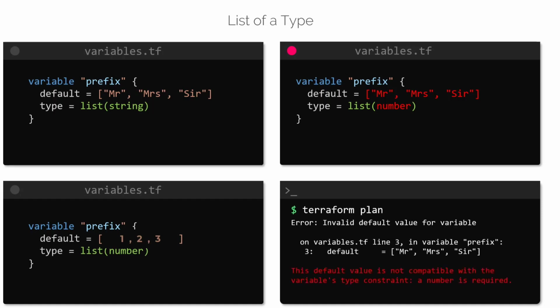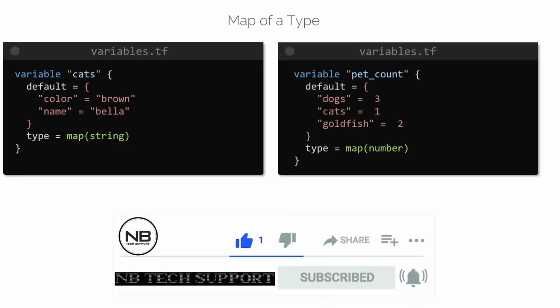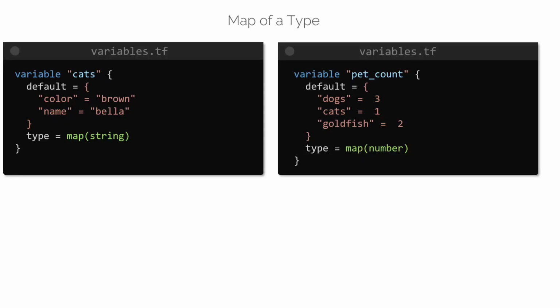Now, when we run Terraform commands such as a plan or an apply, you will see an error like this that states that the default value is not compatible with the variable type constraint, and that a number is required and not a string. And the same is applicable with maps as well. We can use type constraints to make sure that the values of a map are of a specific type. In the first variable block, we are using a map of type string, and in the second one, we are making use of a map that uses numbers.